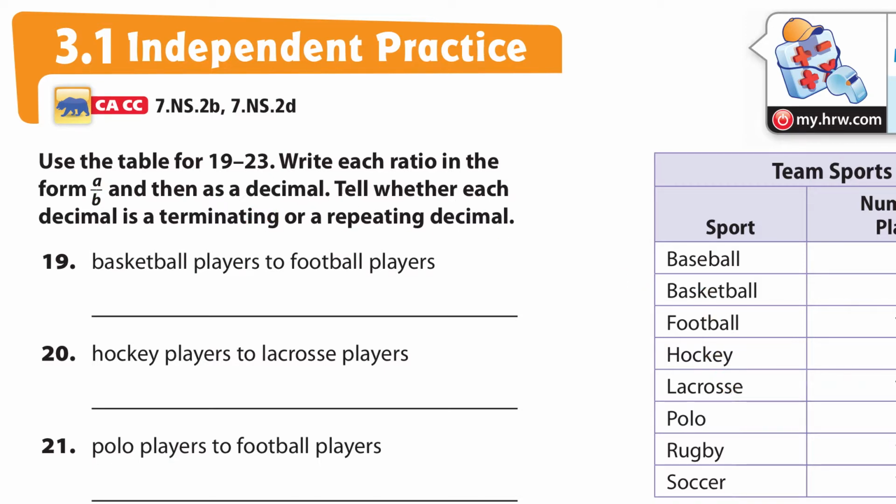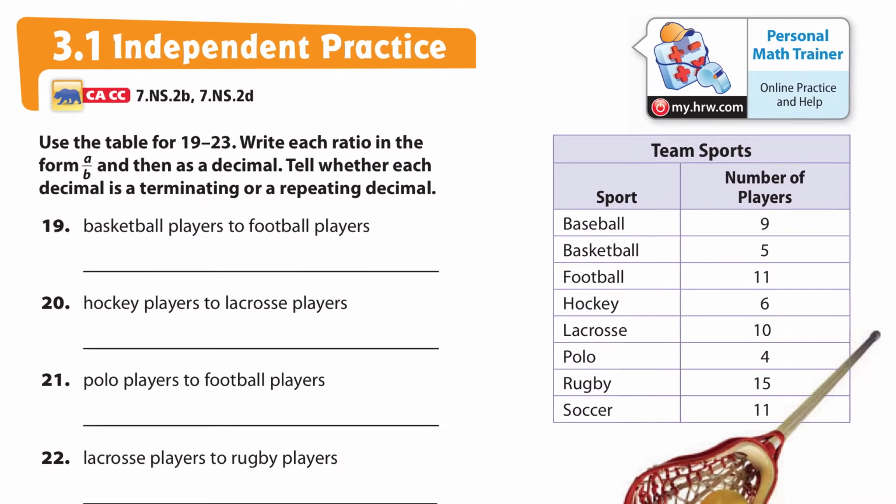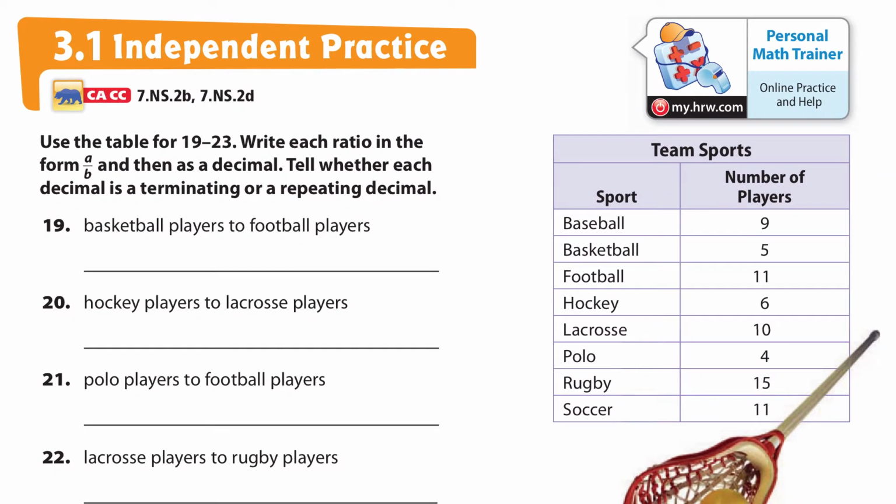What we've got is a table right here, off to the side, which looks like I'm going to have to zoom out a little bit. Write the ratio in the form of a over b. Then as a decimal, tell whether the decimal is terminating or repeating. All right, basketball players to football players. Basketball is 5, football is 11, so it's 5 over 11.